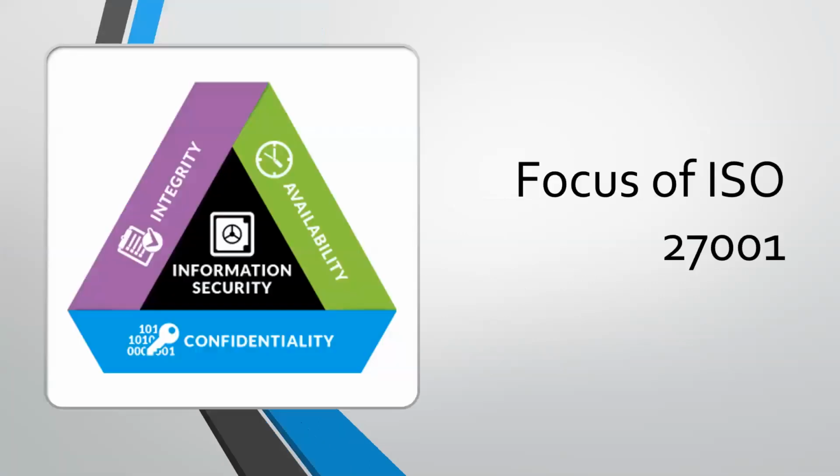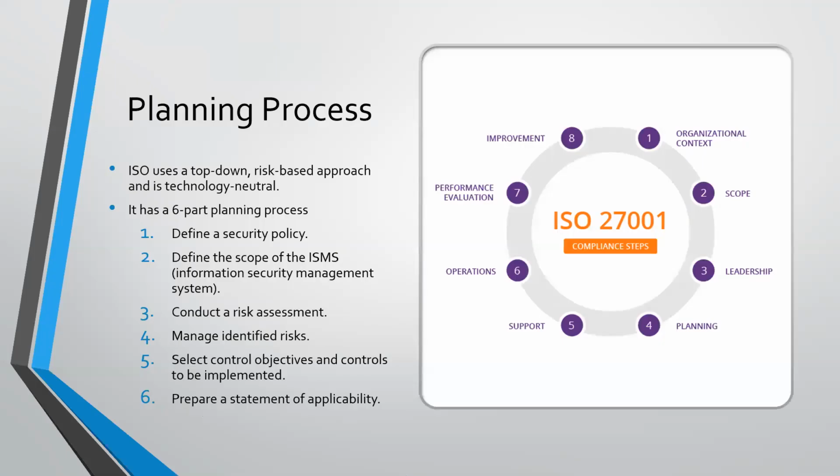So ISO 27001 needs risk evaluations based on levels of confidentiality, integrity, and availability. We're all pretty familiar with the CIA triad, so I won't go into it in detail, but that's the focus of the ISO 27001. ISO uses a top-down, risk-based approach and is technology neutral.